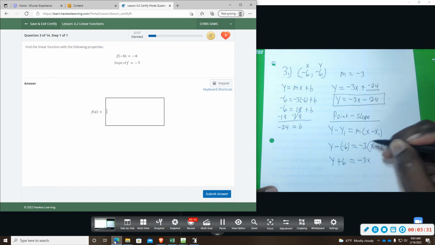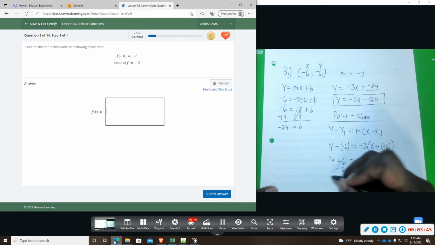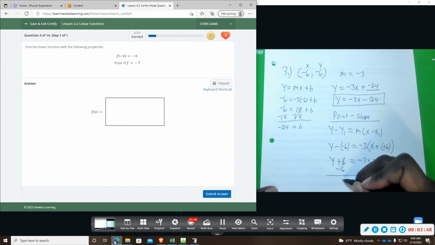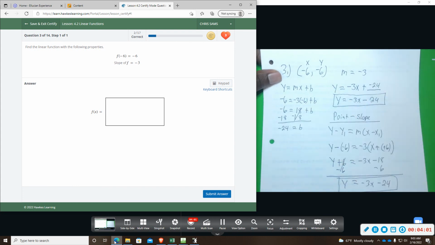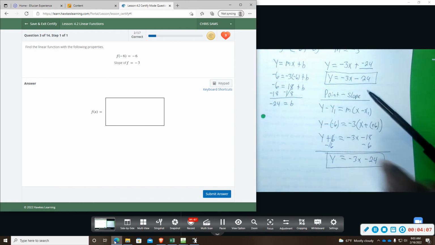But when you do -3 times a positive 6, -3 times a positive 6 is going to give you a -18. And then lastly, you will subtract 6. That goes away to get y by itself, and we get y equals -3x minus 24. So there's point slope form. Either one works. You might like that one, but I just like doing it and solving for b so I don't have to deal with another equation. But this one is not bad either. So that equation is y equals -3x minus 24.